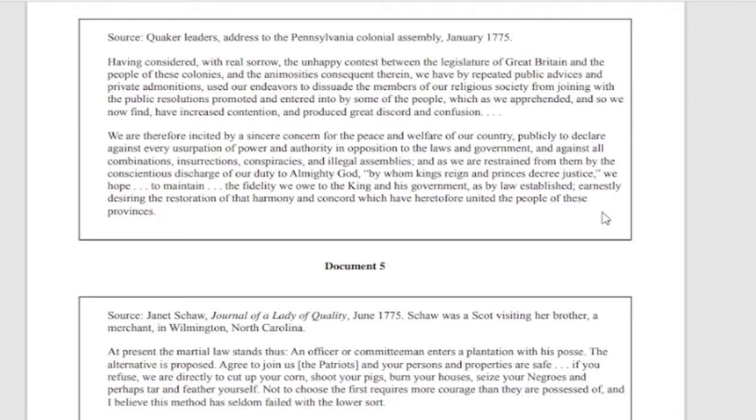Okay, so it's interesting because that sort of sounds like the Burgesses one, except they're saying that we want to just get along with the king, basically. We want to get along with the king. Interesting. So, respect the king. That's the vibe I'm getting from this one. And Quakers were known pacifists, so they didn't like violence. Maybe they just, in this case, saw this discord as being worse than anything else.